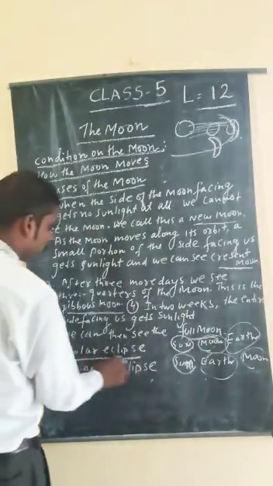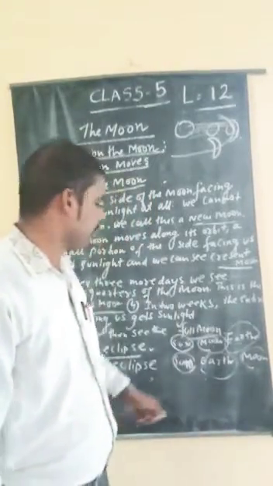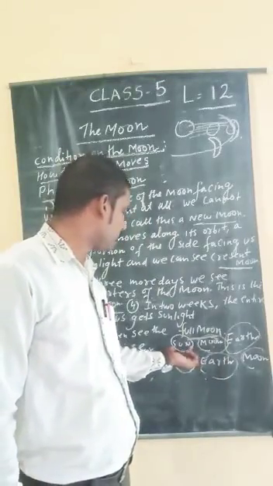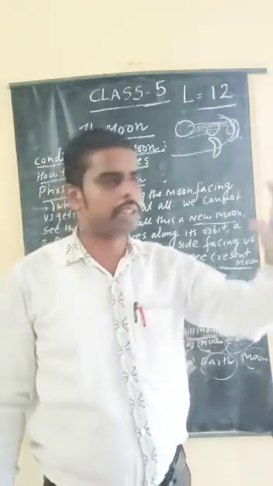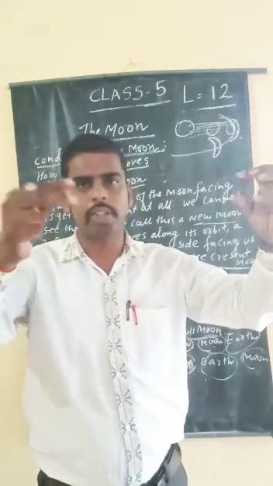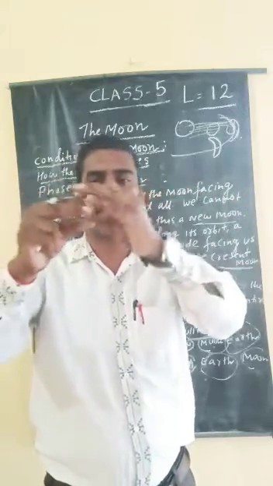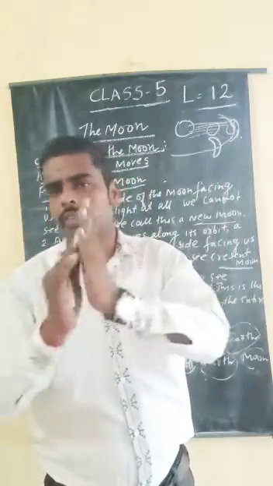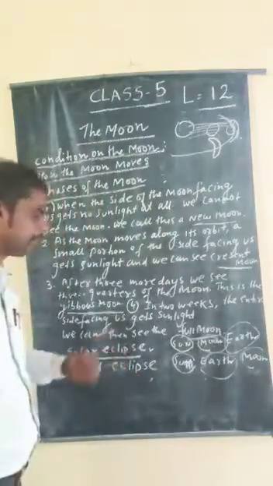Next point is solar eclipse. You know solar eclipse: during the rotation, when the moon comes between the sun and earth, this is known as solar eclipse. So this is the sun and this is the earth, and during the rotation in the orbit, the moon comes in front of the sun, and in the shadowed places there is no sunlight reaching the earth. This is known as solar eclipse.